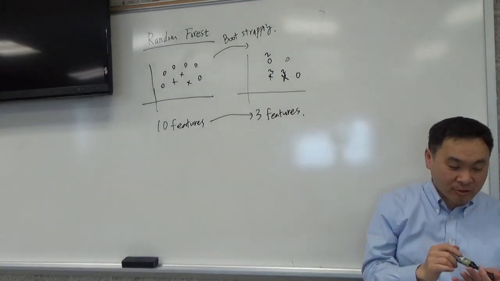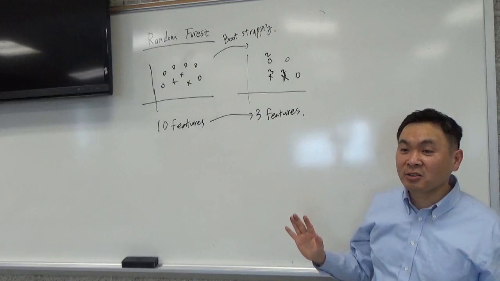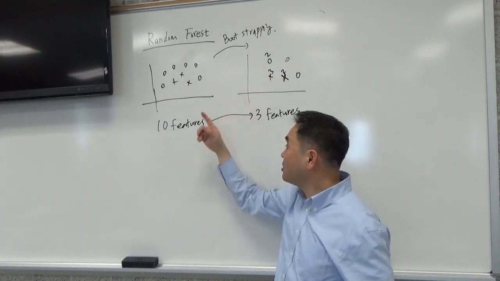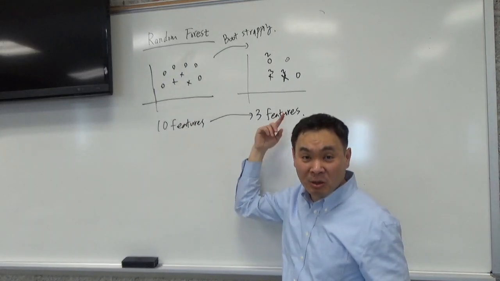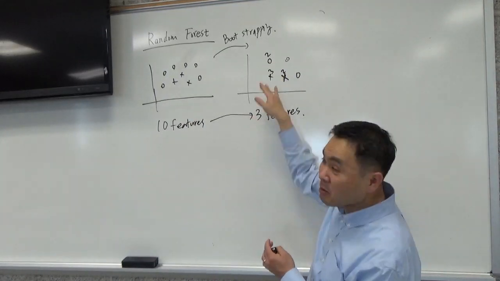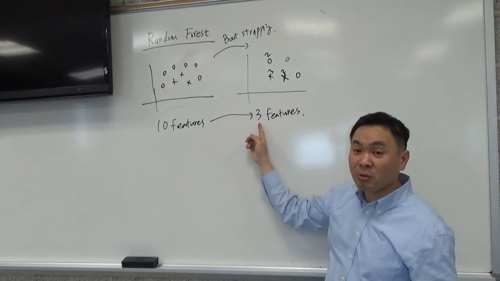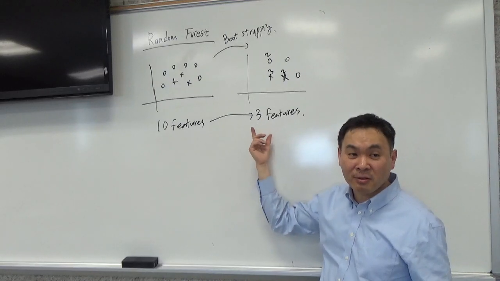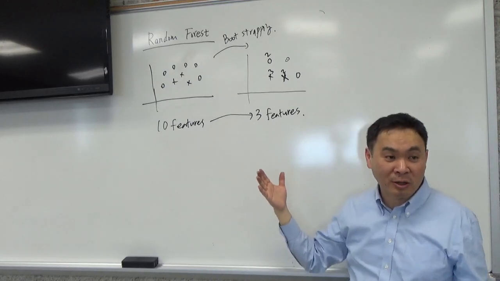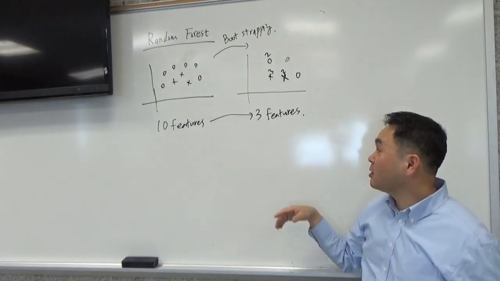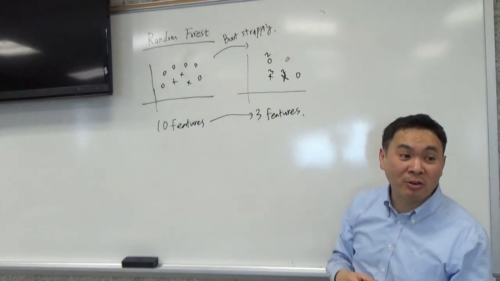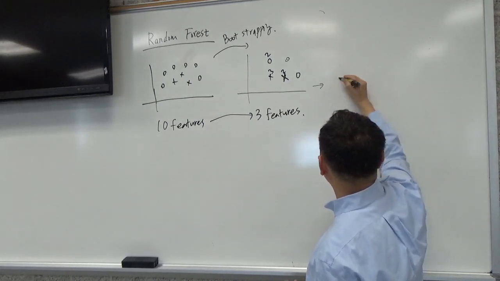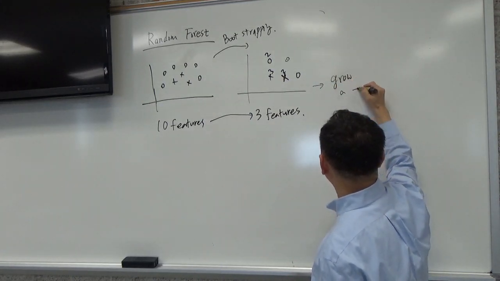3 random features. So 2 things are done randomly. You pick points randomly with repetition. You pick features randomly with repetition. Of course, this would be a parameter that you have to determine, whether you want 3 random features or 4 random features. We don't know which is better, so those you have to tweak. So you do this, and from this you build a tree. Build a tree, or grow a tree. That sounds better, right? Grow a tree.